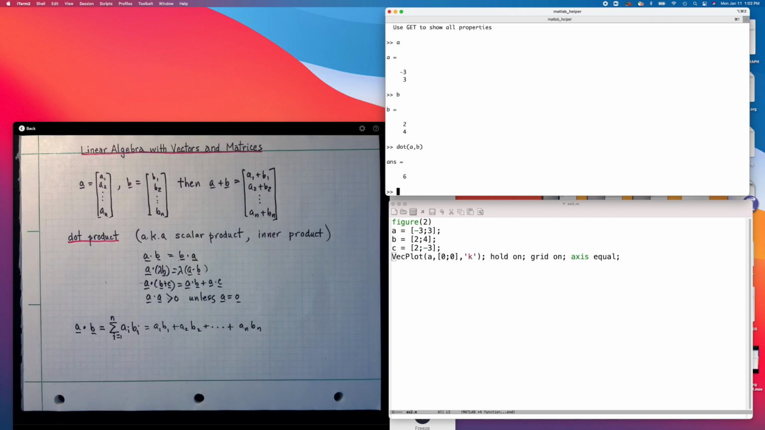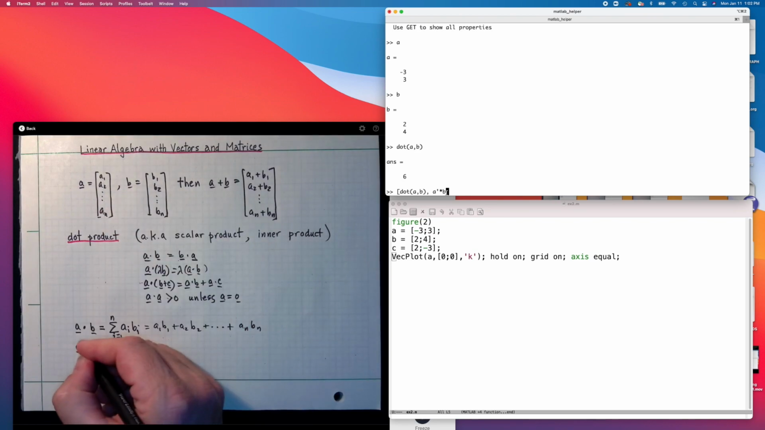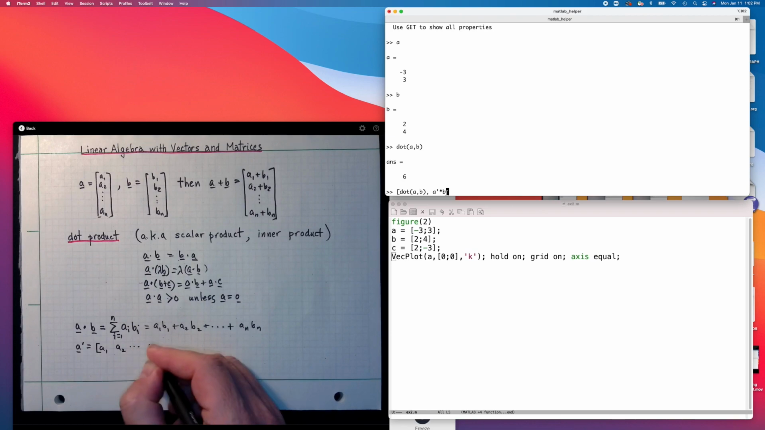So that's one way of doing it. Dot A and B, that's the first way of doing the dot product. Another way is I can do what's called the transpose of A, and then multiply that by B. So A transpose times B. What does A transpose B mean? Well, if A is a column vector, defined up here, then A transpose is going to be a row vector, A1, A2, all the way up to AM.